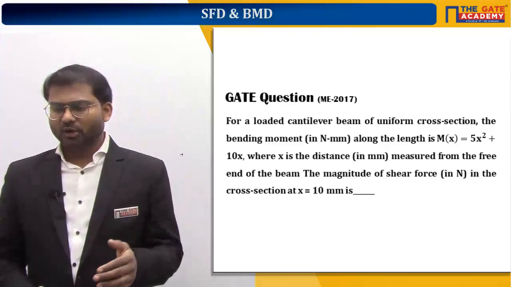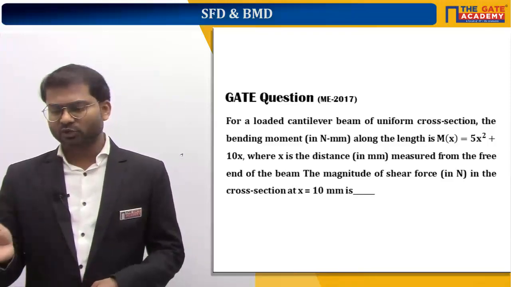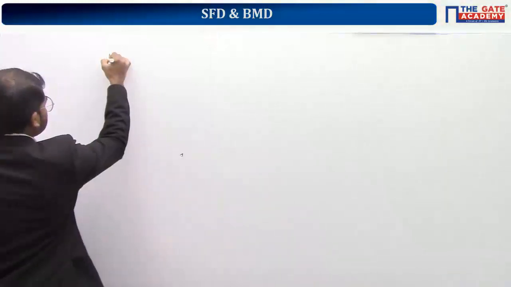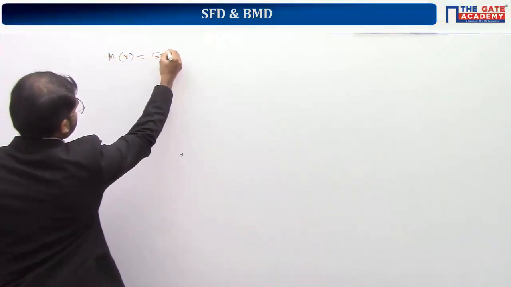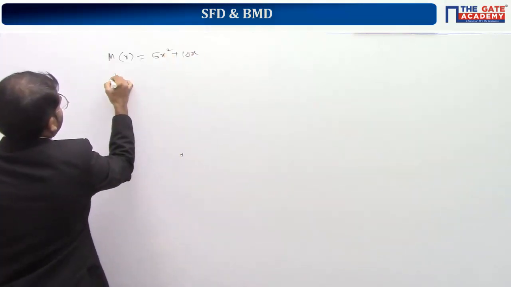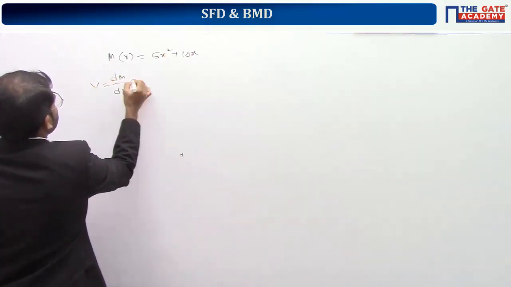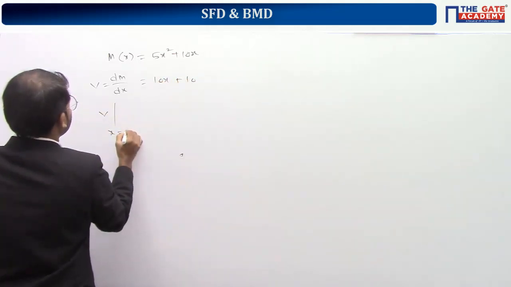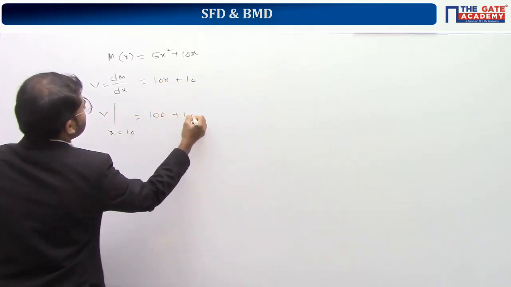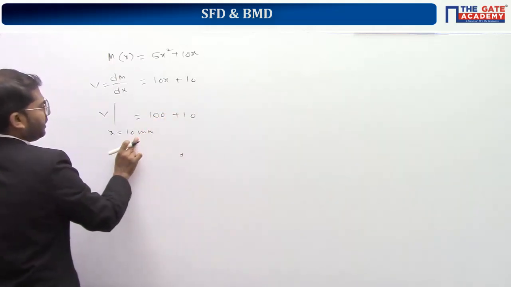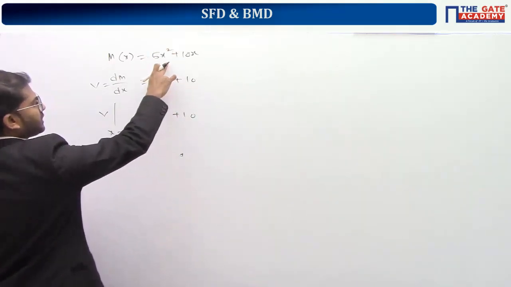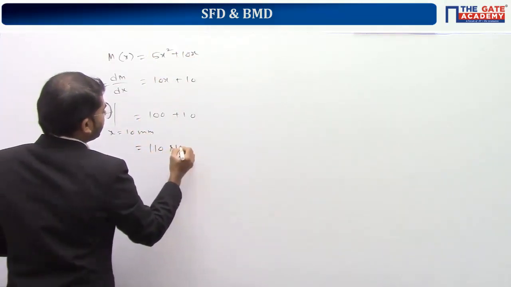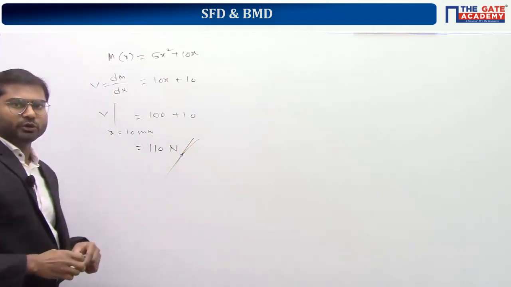So at x is equal to 10 millimeter, they are asking us the value of shear force in Newton. So simply we should take the slope and substitute the value of x as 10 millimeters itself. So we have M is equal to 5x square plus 10x, and so dM by dx is shear force. It comes out to be 10x plus 10. So V at x is equal to 10 comes out to be 100 plus 10. Here I'm directly substituting in millimeters because the function is in terms of millimeters only. Here x is millimeters everywhere. So this comes out to be 110 Newton because we are substituting force in Newton here.